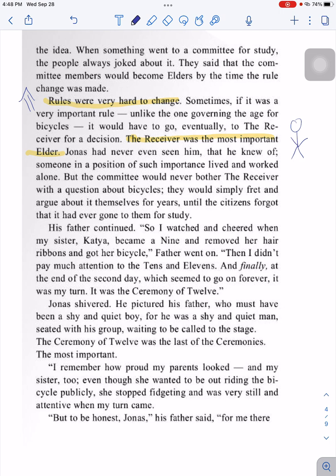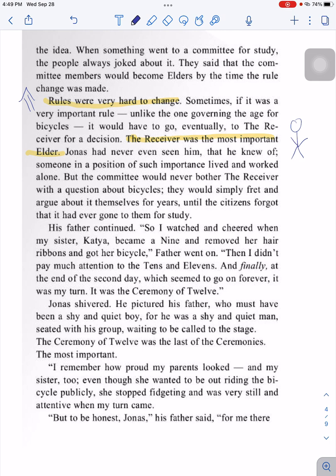His father continued. "So I watched and cheered when my sister Katya became a 9 and removed her hair ribbons and got her bicycle," Father went on. "Then I didn't pay much attention to the 10s and 11s. And finally, at the end of the second day, which seemed to go on forever, it was my turn. It was the ceremony of 12."